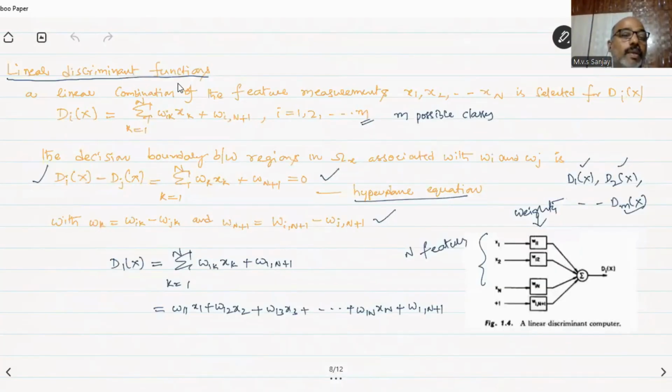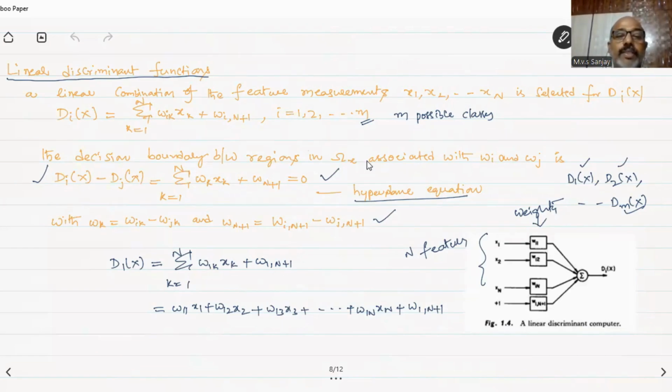Now, under deterministic classification techniques, linear discriminant functions. When we express features as a linear combination, a linear combination of feature measurements x1, x2, and so on, xn is selected for di of x, where di of x equals sigma k equals 1 to n of omega ik xk plus omega i comma n plus 1. Here omega 1, omega 2, and so on, omega m are the m possible classes.